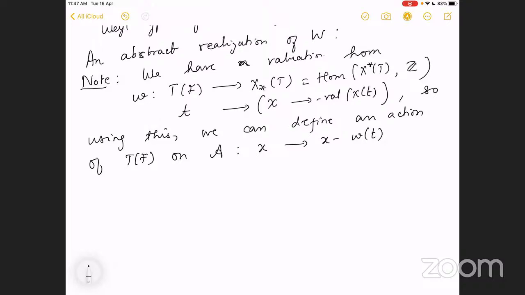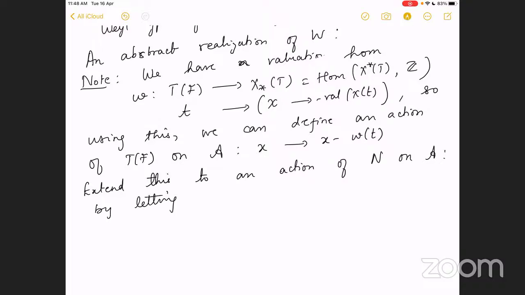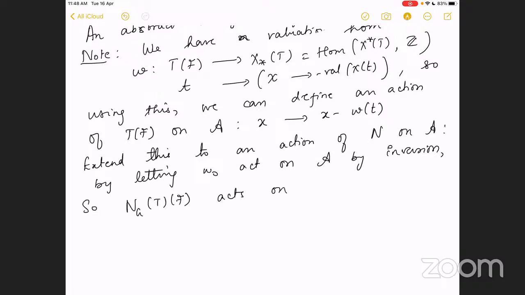Okay, and now you can extend this. I'll just do it naively. Extend this to an action of the normalizer itself on A. As I said earlier, the normalizer will be generated by T of F and this non-trivial Weyl group element. So I just have to tell you how the Weyl group element acts. You just let it act by inversion, so by letting W0 act on A by inversion, N G of T of F acts on A.